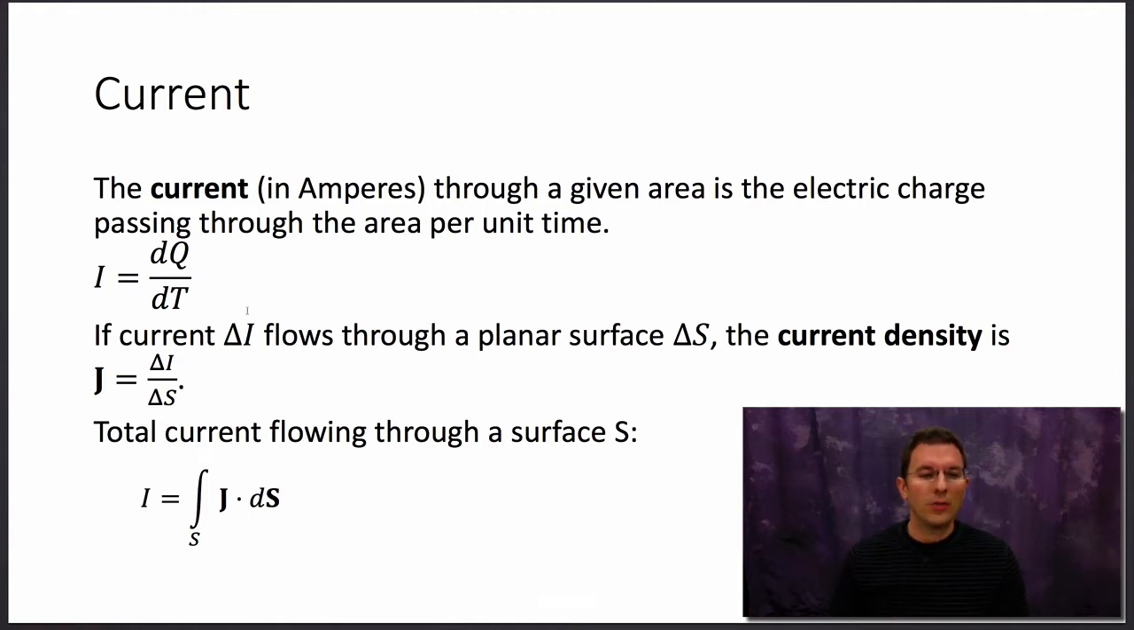If current delta I flows through a planar surface delta S, we can define something called the current density, which is simply the ratio delta I over delta S. Again, if you take limits, you end up with dI/dS. How much current flows through a small two-dimensional region is called the electric current density, and it has units of amps per square meter.